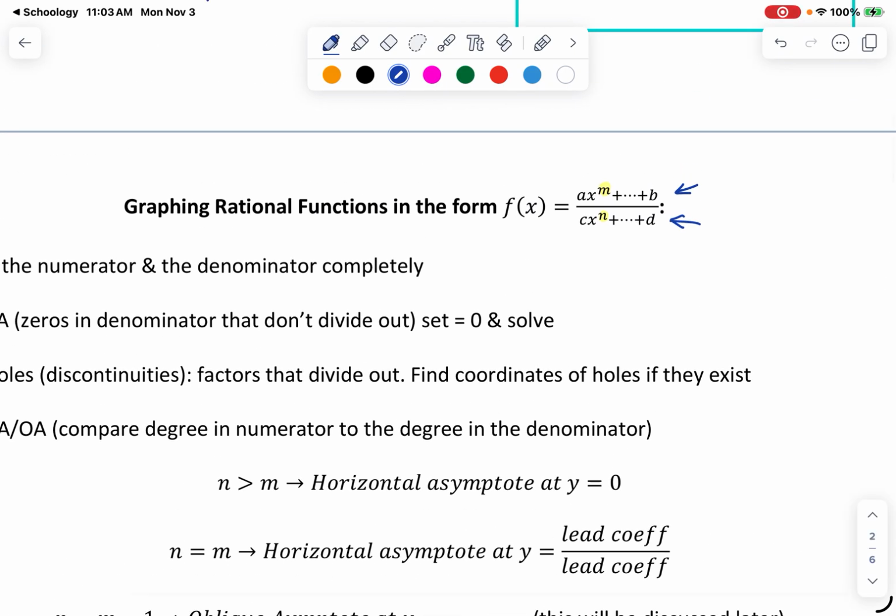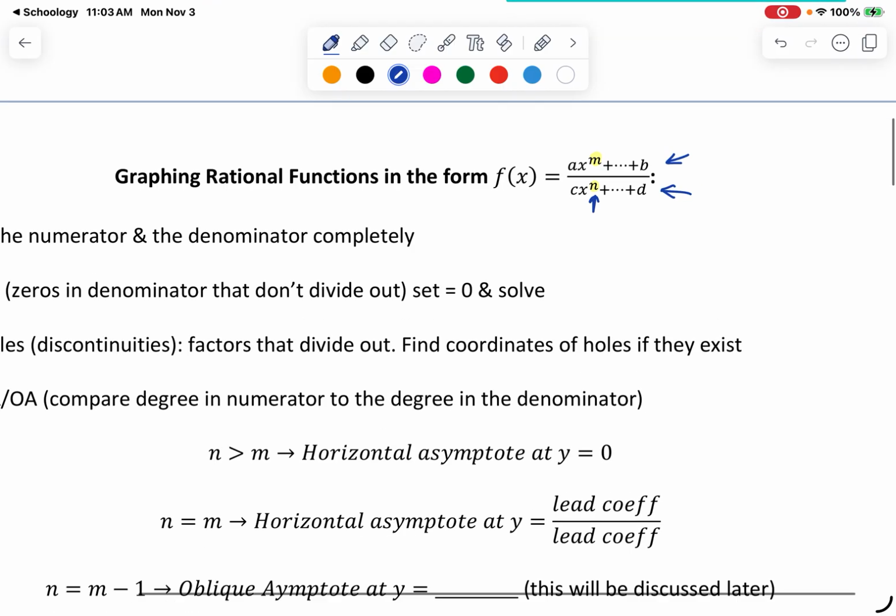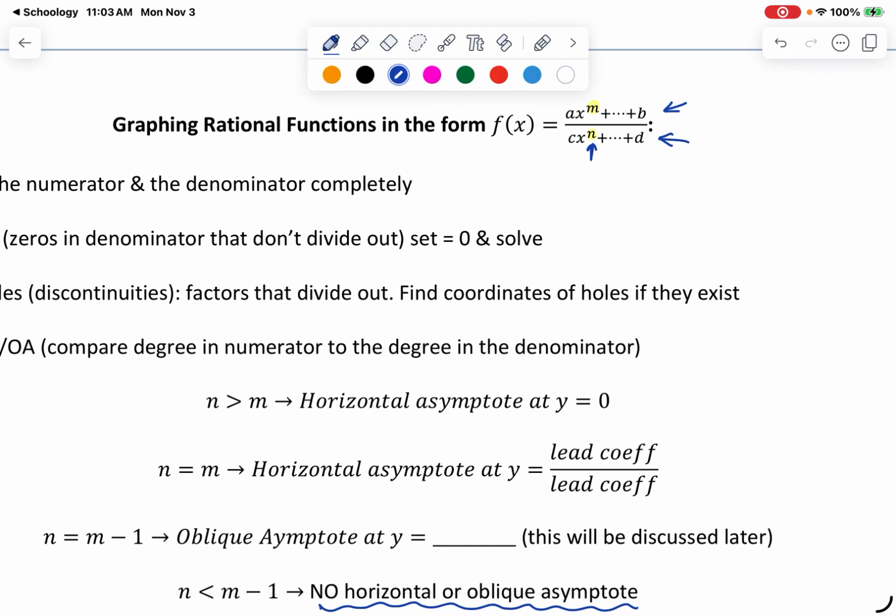Now, if the degree in the denominator is bigger, then it's automatically y equals 0. And that's what it says here. If the degree in the denominator is bigger, y equals 0, okay? So I don't like saying n greater than m, horizontal asymptote at y equals 0. I say degree in denominator greater than, y equals 0.